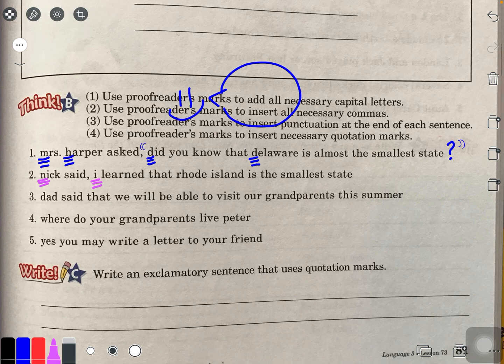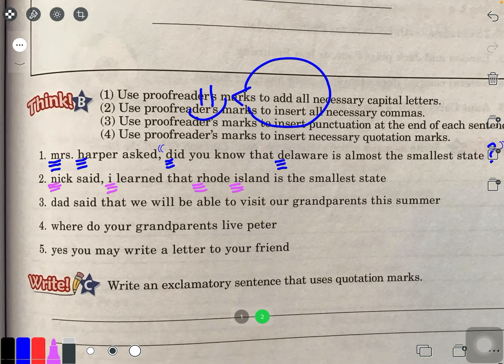Rhode Island is the name of a state. Ironically, it's not an island. Huh. So I'm going to capitalize Rhode and Island. And that's it. Again, I don't need to capitalize the word state because it's just a common noun. I do need to put a period somewhere, right? Like right here. I don't need to put any commas anywhere. But since Nick is speaking, there's a dialogue tag, said, we need to figure out what he's saying in his speech bubble. He is saying, I learned that Rhode Island is the smallest state.